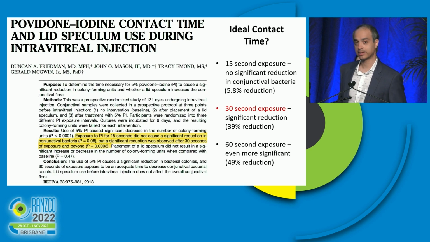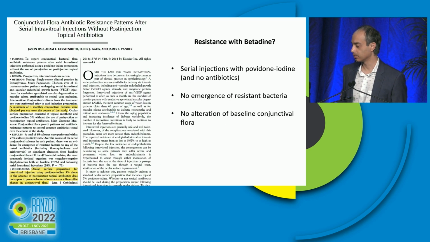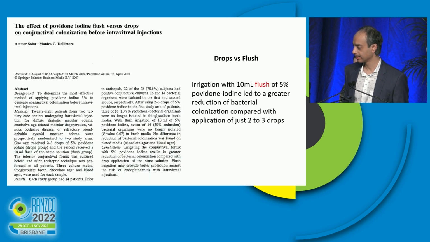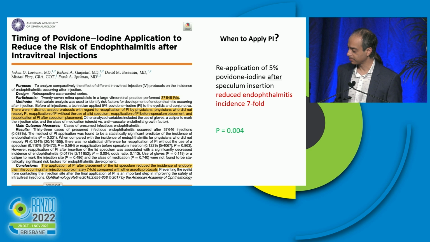The ideal contact time for betadine is at least 30 seconds, if not 60 seconds. And with repeated use, it looks like patients don't get development of resistance, whereas with serial antibiotic use, resistance does occur and antibiotics have largely been abandoned. A flush of antisepsis is thought to be superior to simply putting a few drops on the eye. And this paper showed that if you reapplied betadine after inserting a lid speculum, the incidence of endophthalmitis was 7-fold less. So I've been doing this in my cataract patients as well.